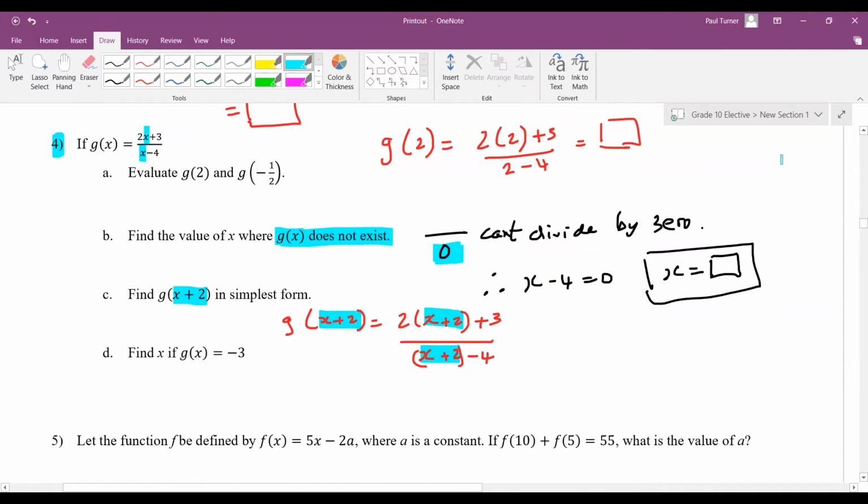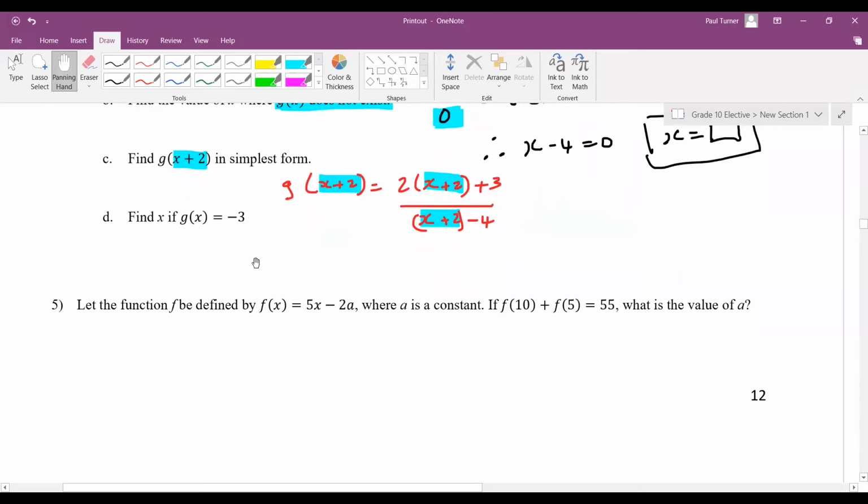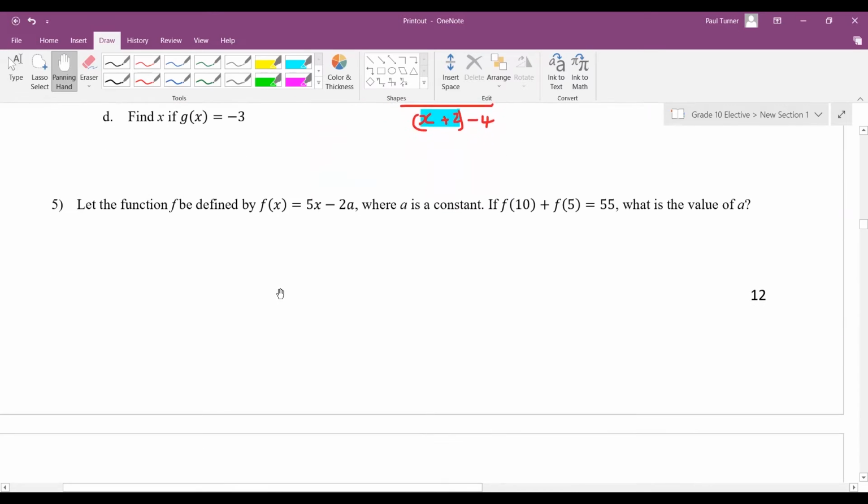Okay, I'll let you do D yourself. You can try D. Let's move on. That one, you just make an equation. Let's see if you can do it.